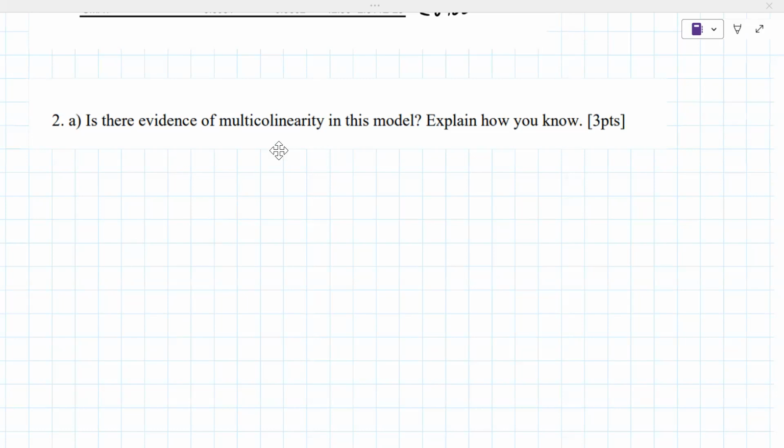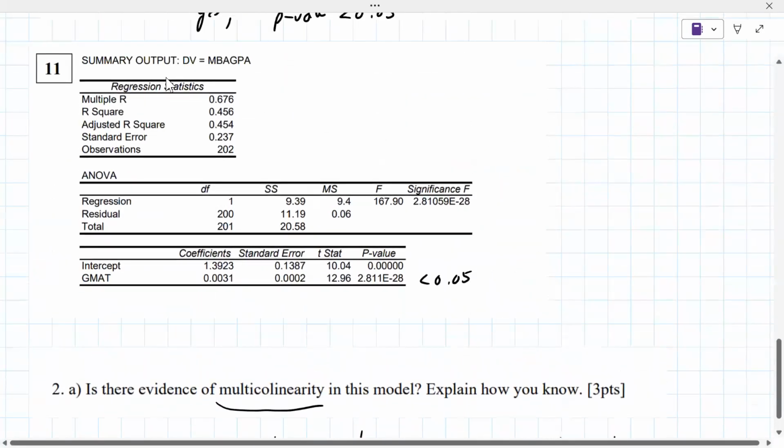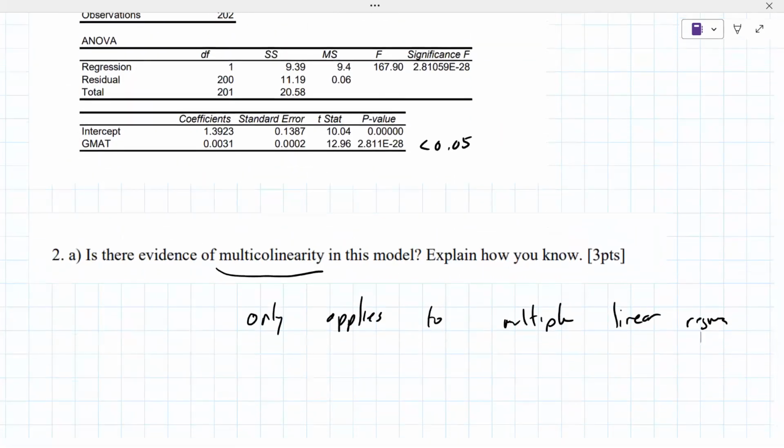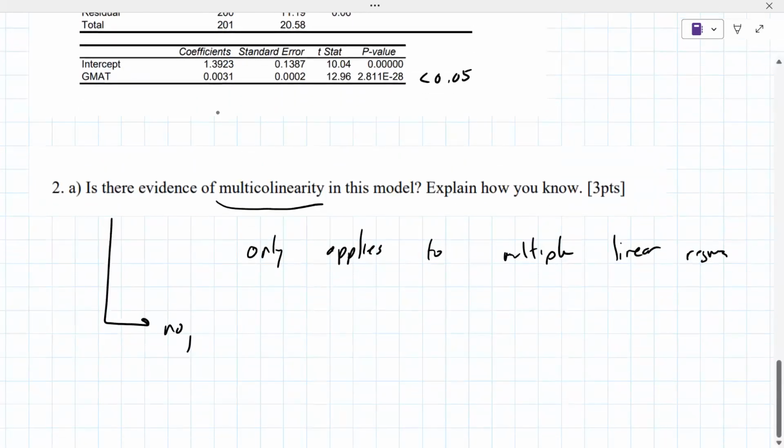So is there evidence of multicollinearity? This only applies to multiple linear regression. So it's a garbage question, because you didn't do multiple linear regression. It's a single regression. This does not apply. So basically the answer is no. There is no evidence, but it's really because of what I just said. It only applies to multiple linear regression, when there's more than one variable. Okay. Gotcha.